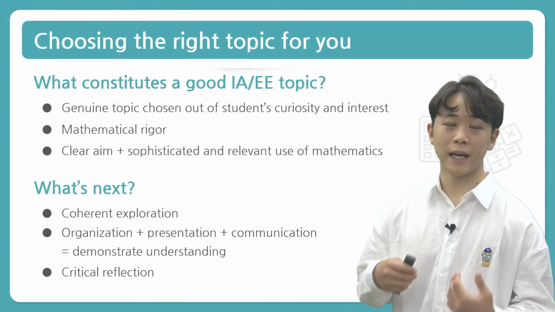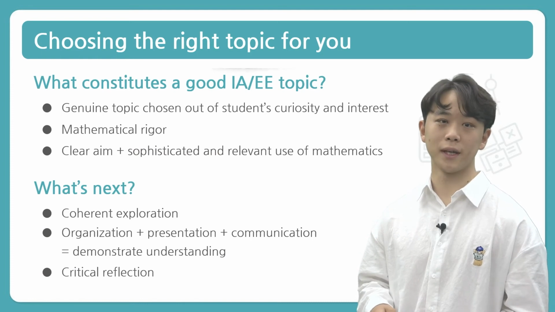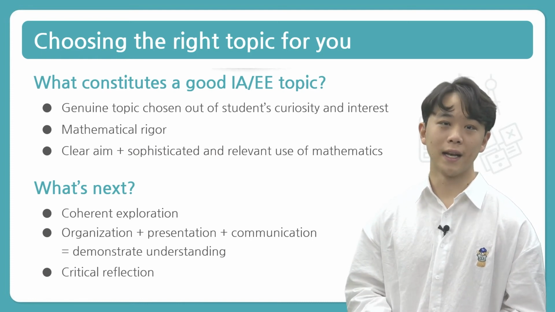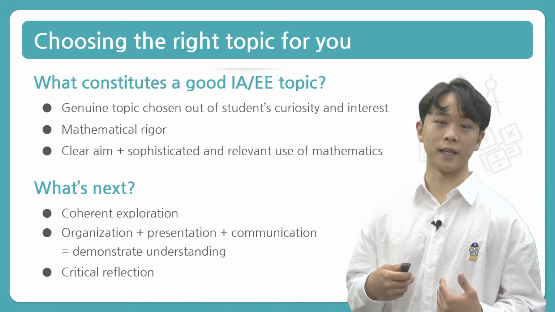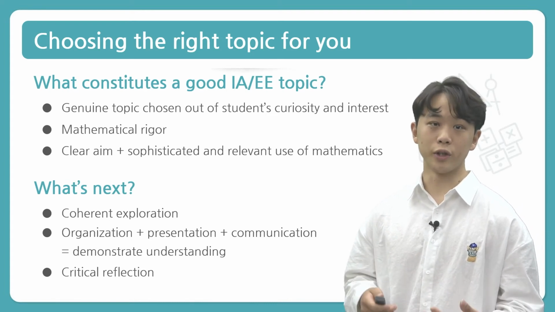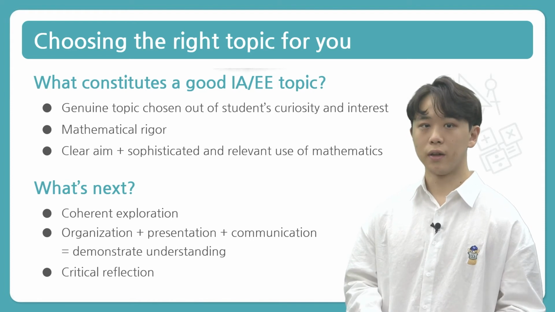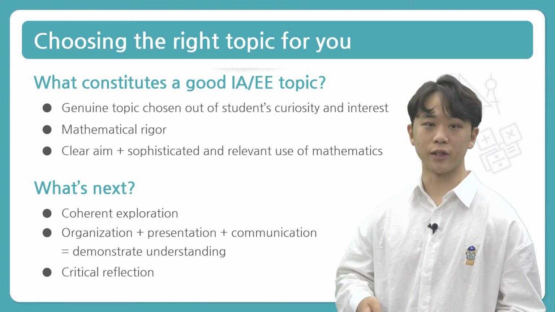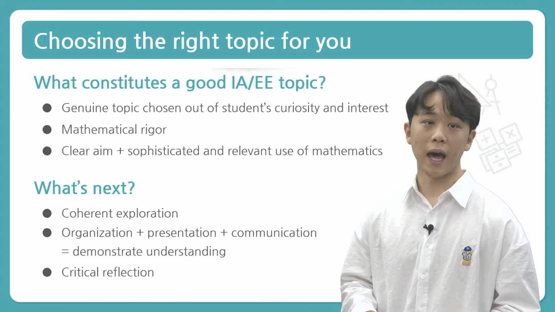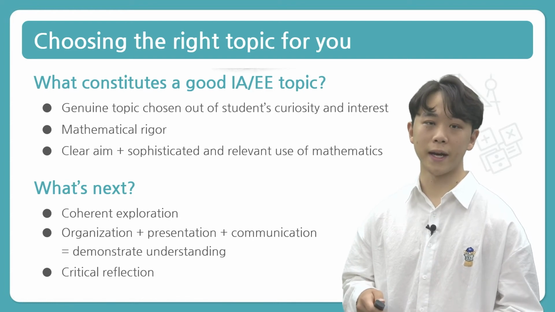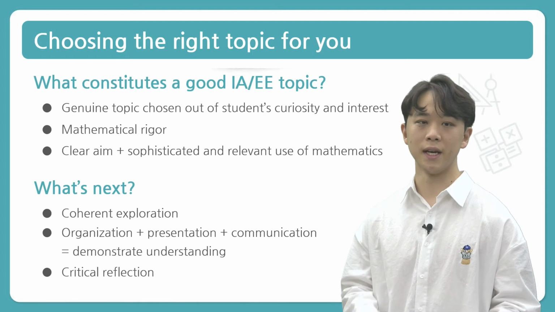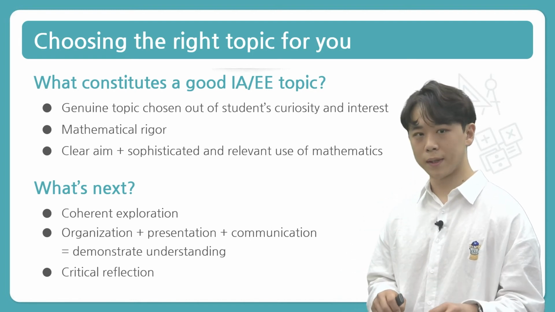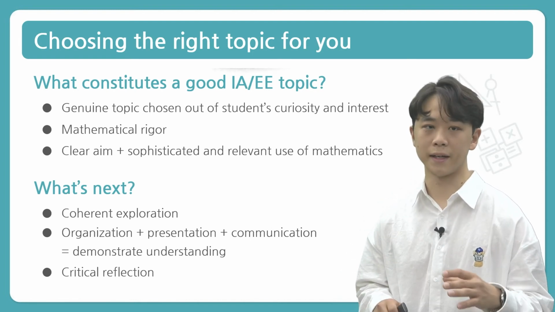Now that we've taken a brief look at potential topics other people have done in the past, let's choose the right topic for you. Here's my take on what makes a good IA or EE. There should be a lot of personal engagement; it should reflect the student's curiosity and interests. And there should be use of proper, rigorous mathematics. The level of mathematics shouldn't be too easy. It should either be in line with the IB syllabus or go above and beyond that.